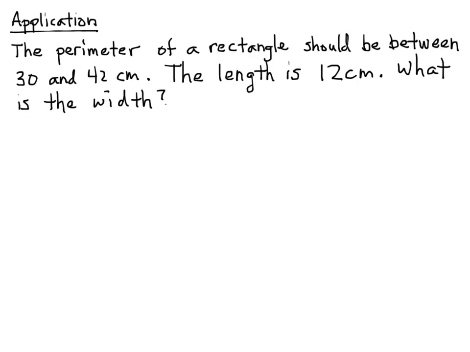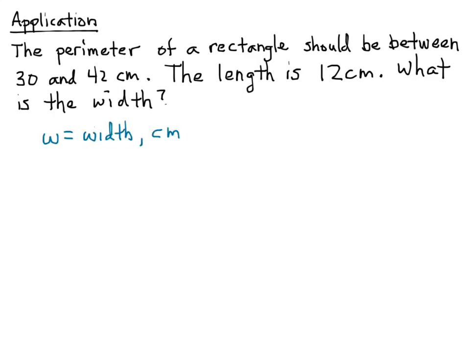Okay, so let's look at an application here. The perimeter of a rectangle should be between 30 and 42 centimeters, and the length is 12 centimeters. What is the width? Now, it doesn't say exactly what the perimeter is. It says it's between two numbers, and so we're going to expect that we have an interval for the solution here.